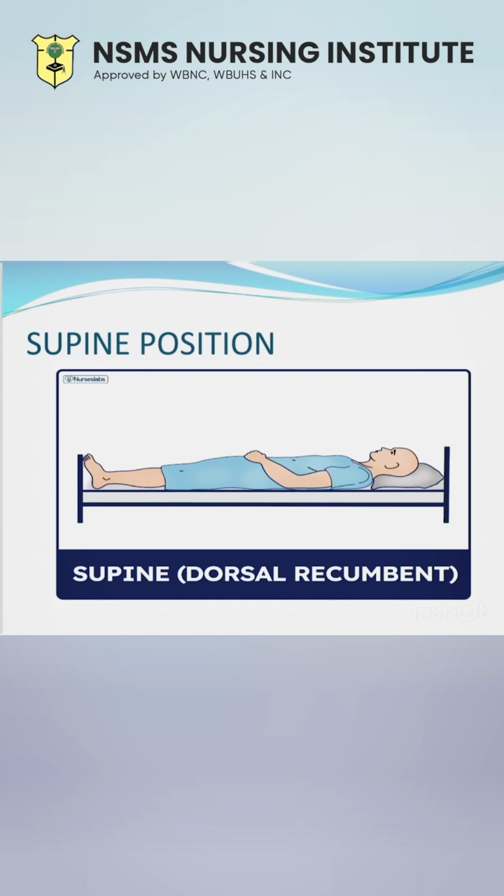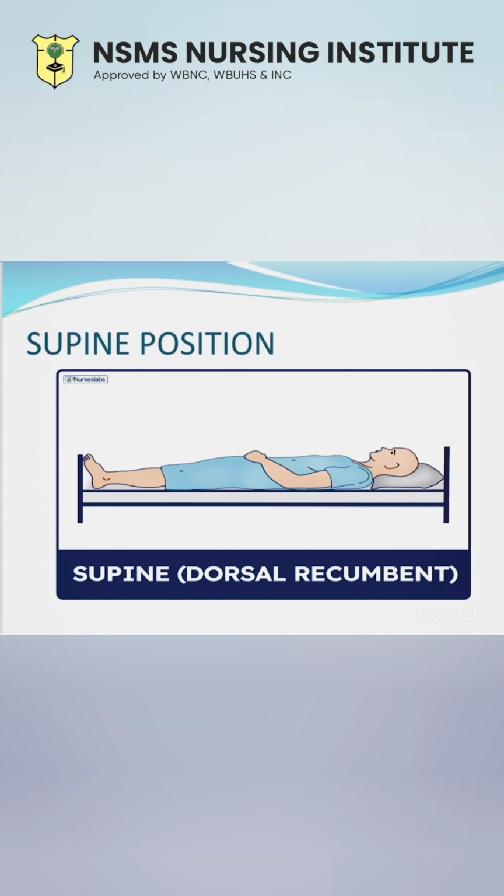It is defined as lying on the back with arms at sides. In this position, the patient is made to lie on his or her back with arms and legs straight on the sides on a flat bed. Generally, the head is rested on a pillow, keeping the neck in a neutral position.